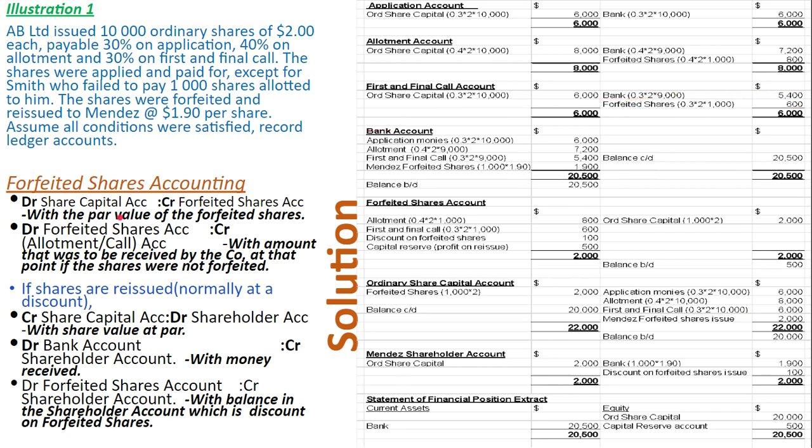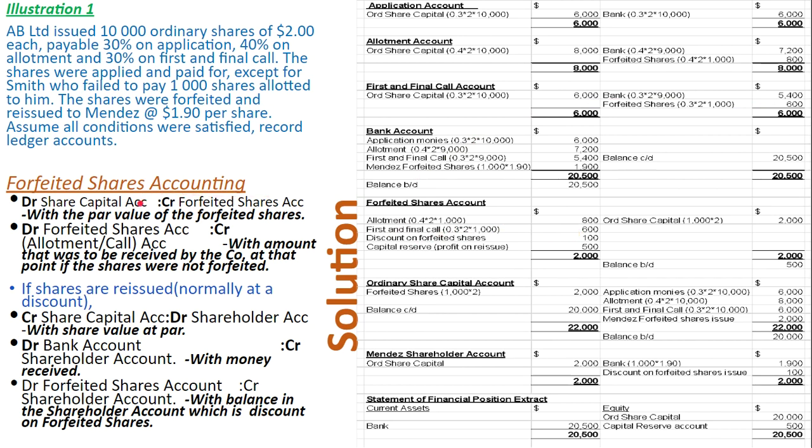Again, we go back to our point number 2, which says debit forfeited shares account and credit call account with the amount that was to be received by the company at that point if the shares were not forfeited. So we credit our first and final call account, narration forfeited shares, 30% times $2 price per share times 1,000 shares forfeited to give us $600. Double entry, we go to the forfeited shares account, narration first and final call, 30% times $2 times 1,000 shares to give us $600.